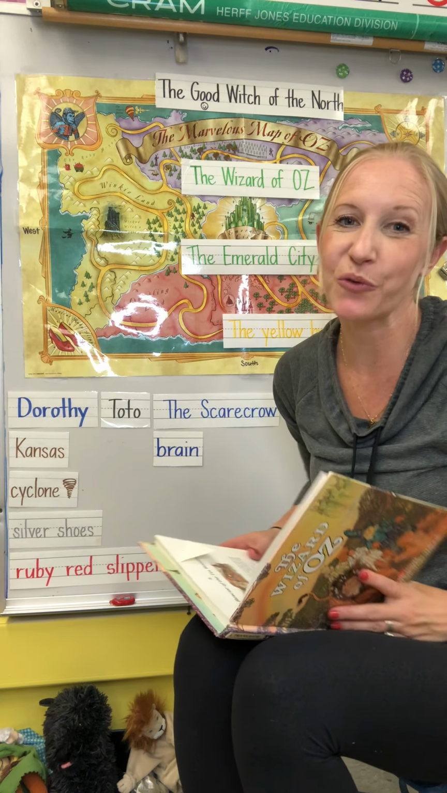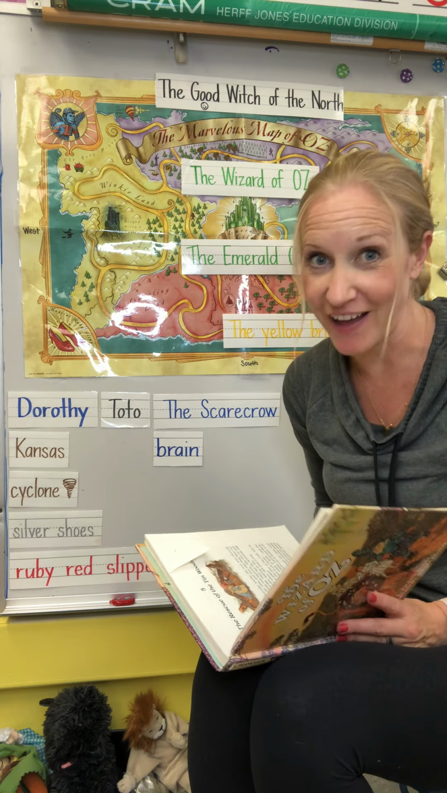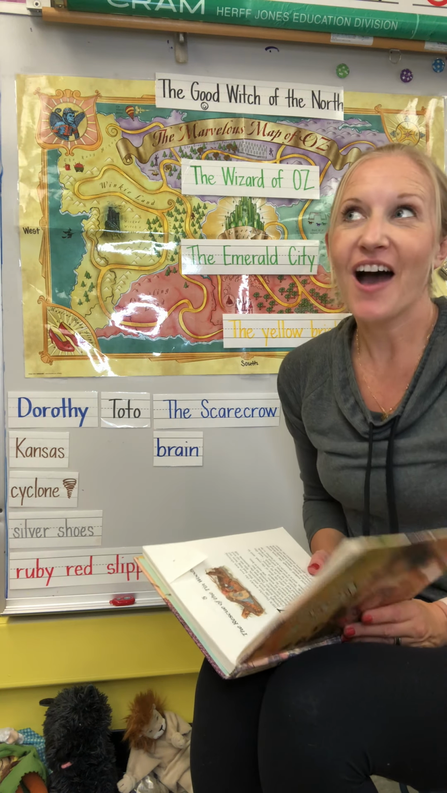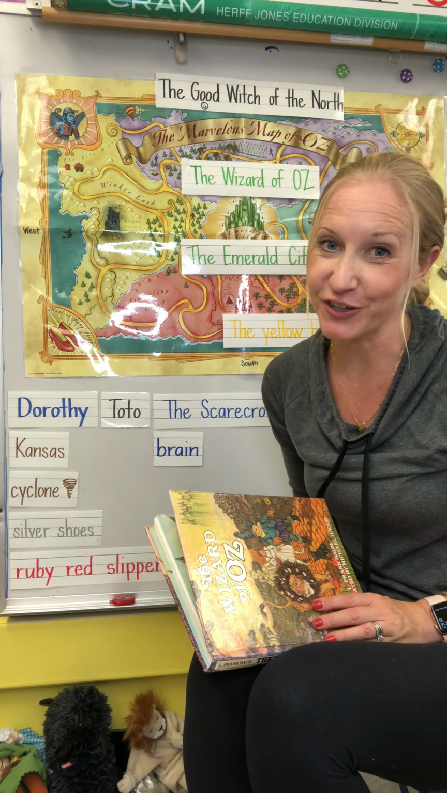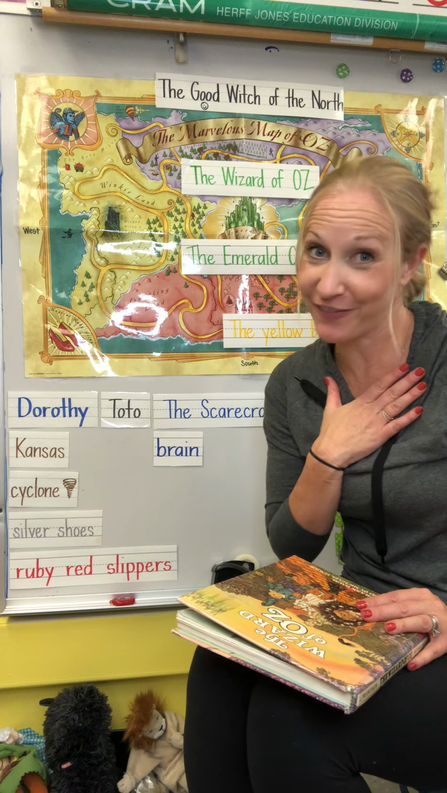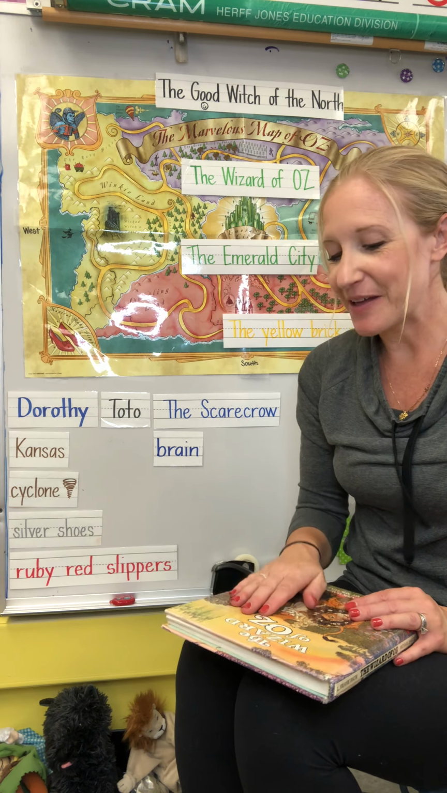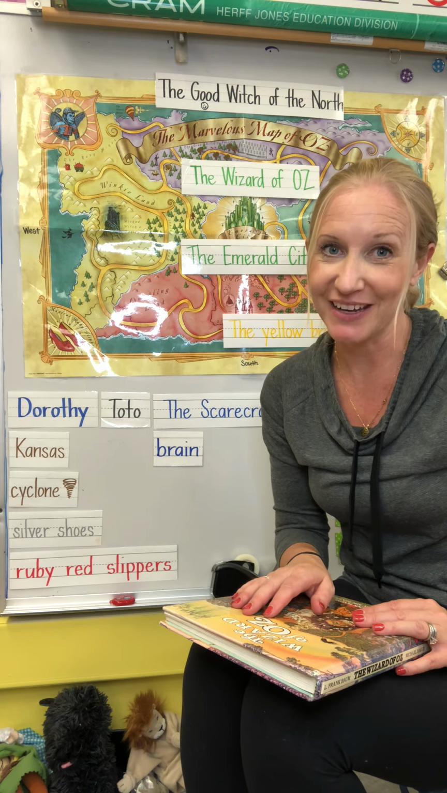Hi, kindergartners. Welcome back for Chapter 5 of The Wizard of Oz. I have to say this is one of my favorite chapters because you meet my favorite character. We are going to meet the Tin Woodman.